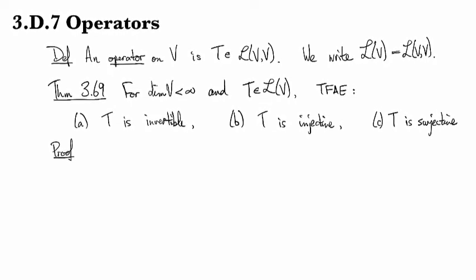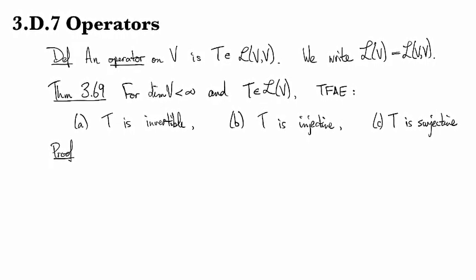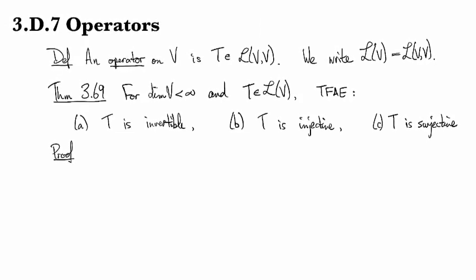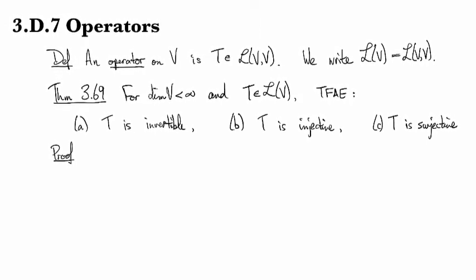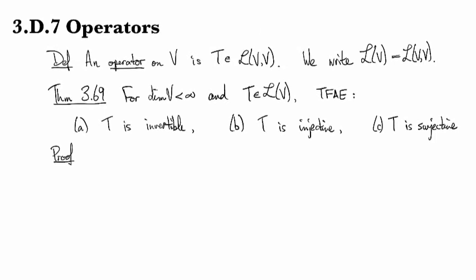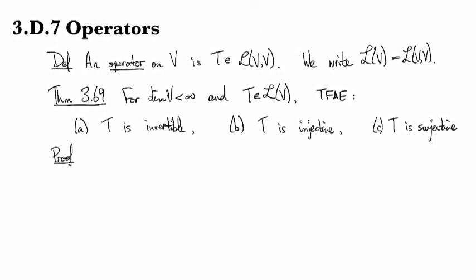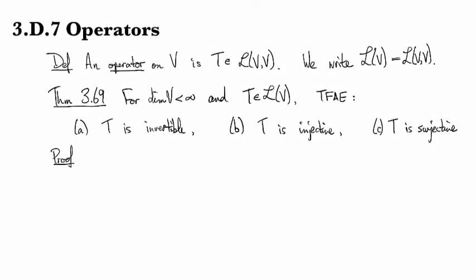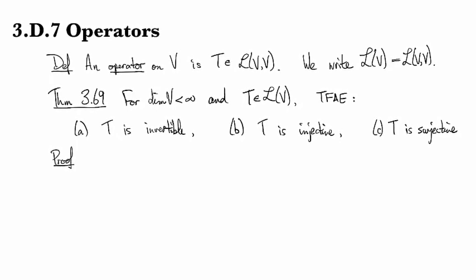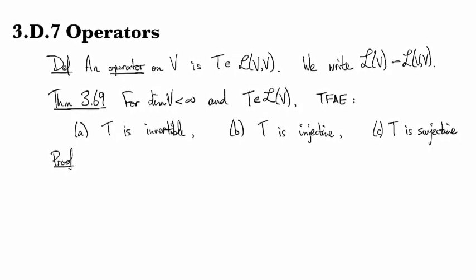Because it's usually quite possible to have something that's surjective but not injective, or vice versa. And it's definitely true that if your vector space is infinite dimensional, then it's quite possible to have something be injective without being surjective. And there's a couple examples of that in the book.